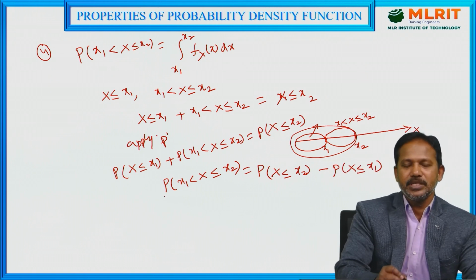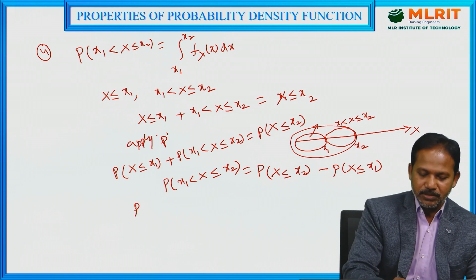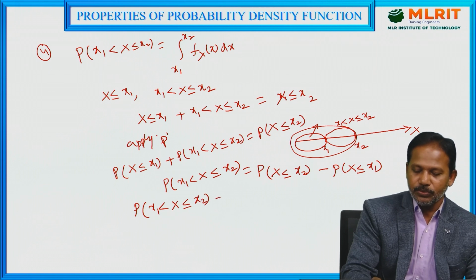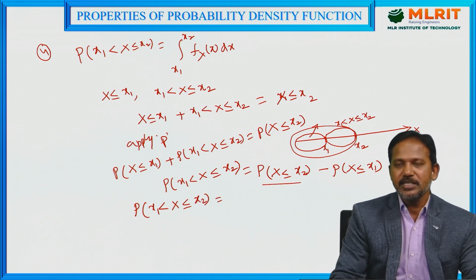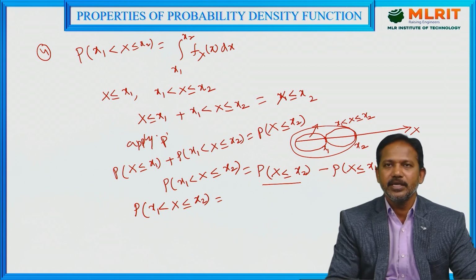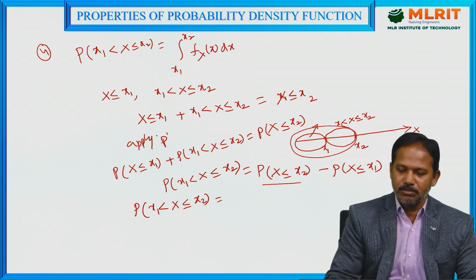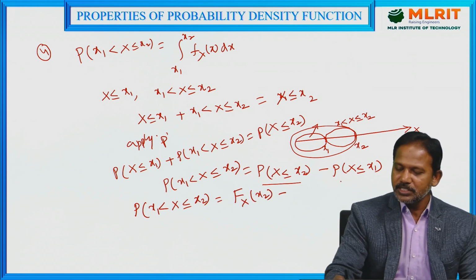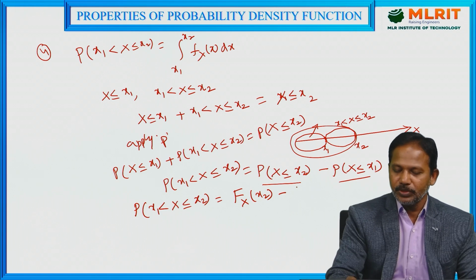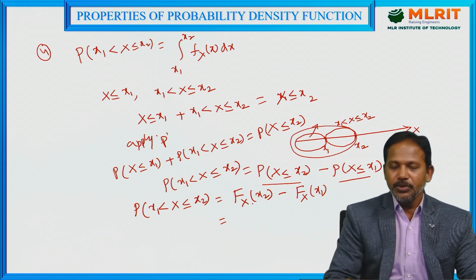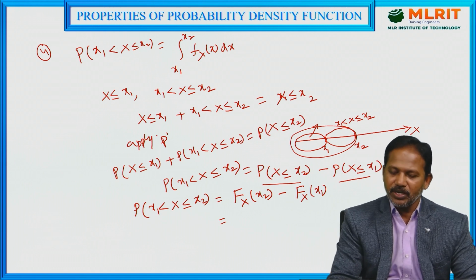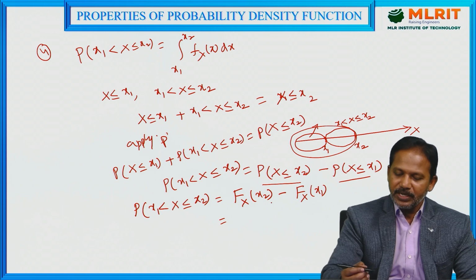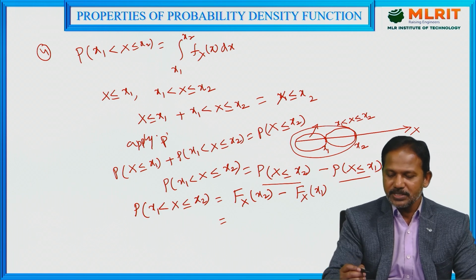There is no change in the left hand side, that is P of x1 less than X less than or equal to x2. Here P of X less than or equal to x2 is called the probability distribution function, so I can write capital F_X of x2. Similarly, this one is also a probability distribution function, so we can write F_X of x1. See here, we already know the third property of the probability density function. What do we know? F_X of x equals the integral from x equal to minus infinity to x of small f_X of x dx.